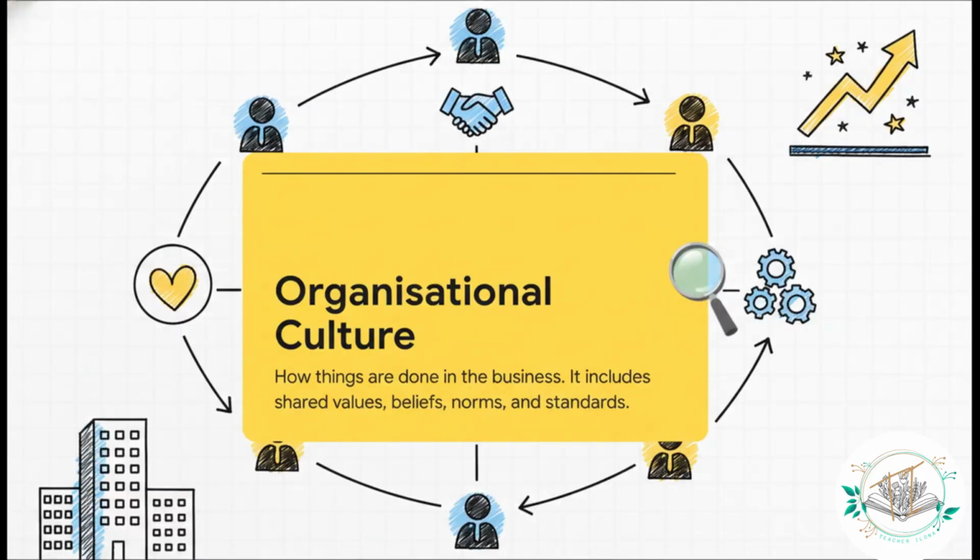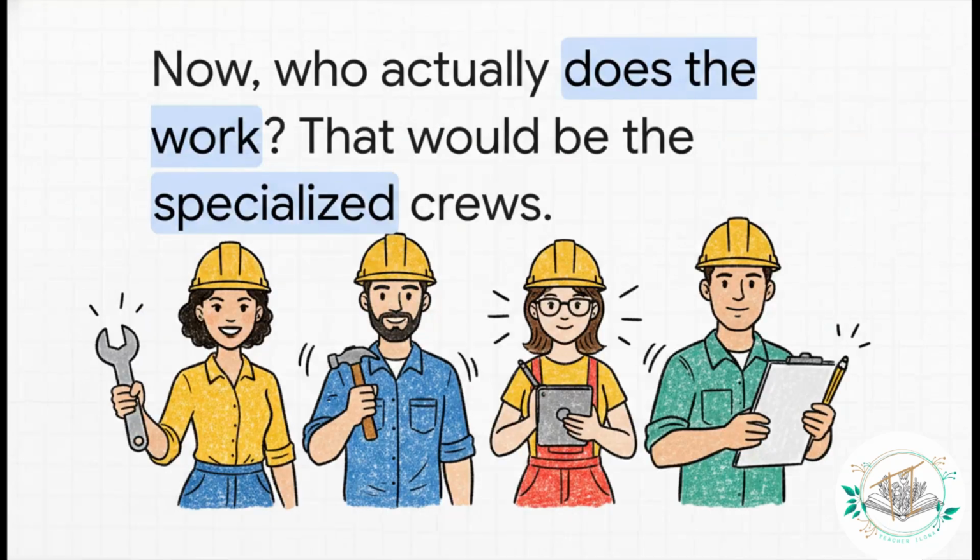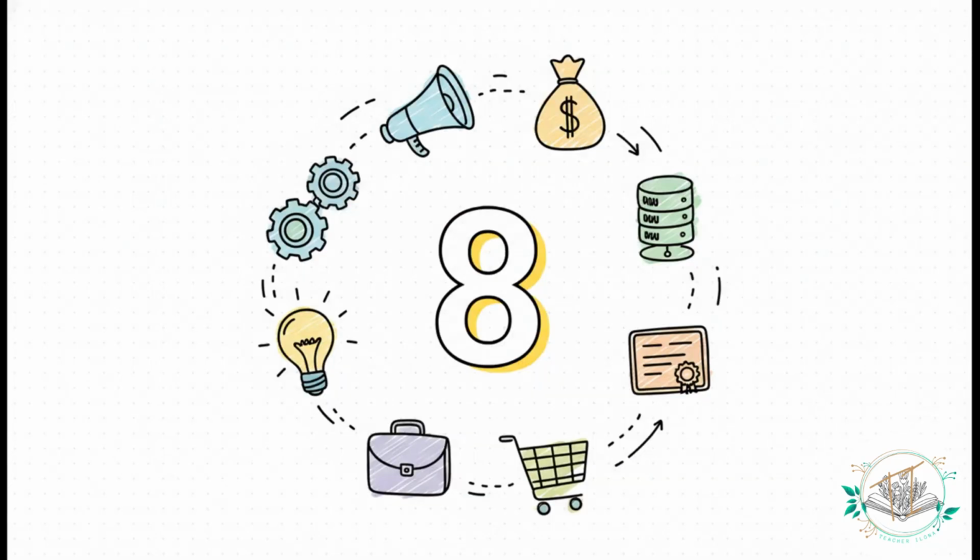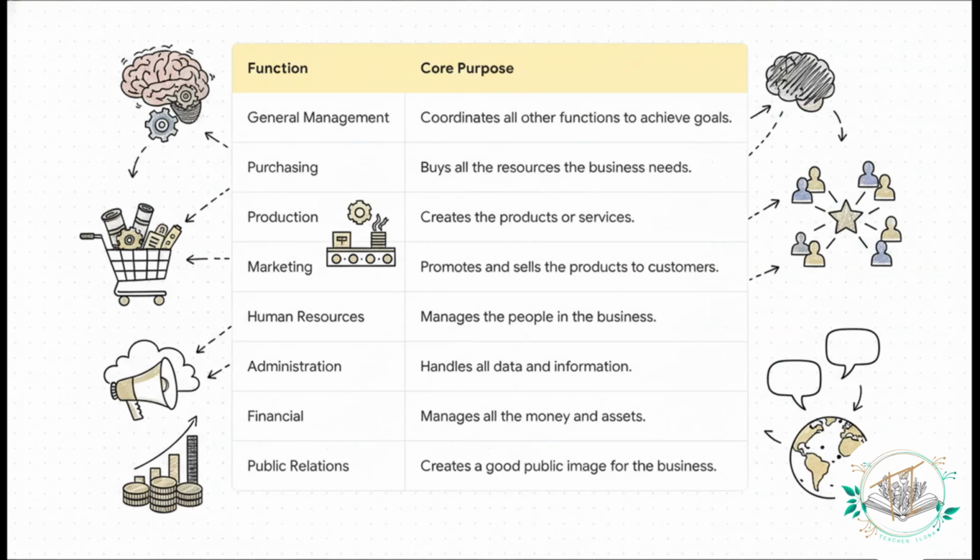And then there's the vibe, the culture. It's pretty much how we do things around here. So you've got the plan, the stuff, the structure, but who's going to do the work? Well, in a business, there are 8 key teams or functions that make it all happen. And get this, they all have to work together. Great marketing means nothing without a product.